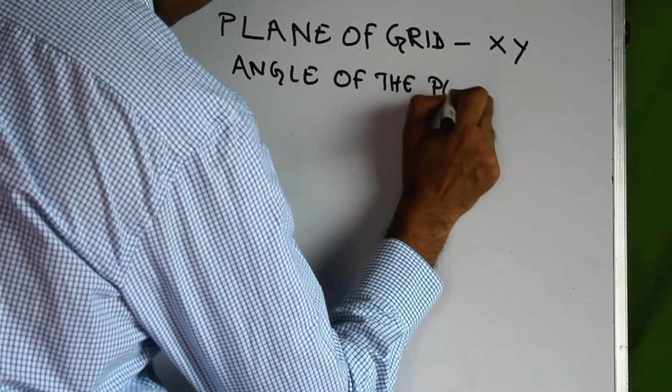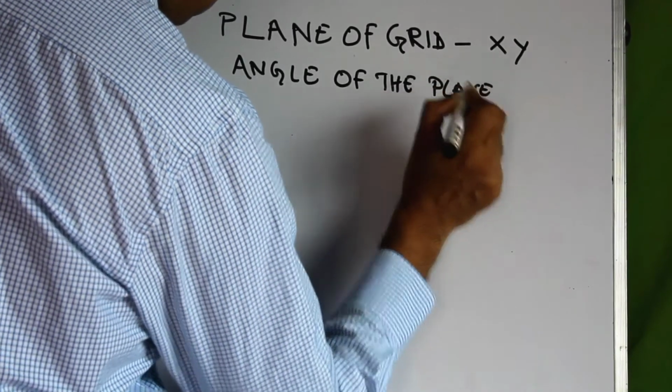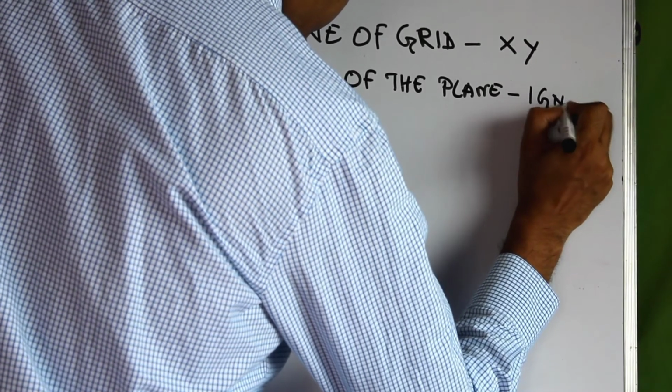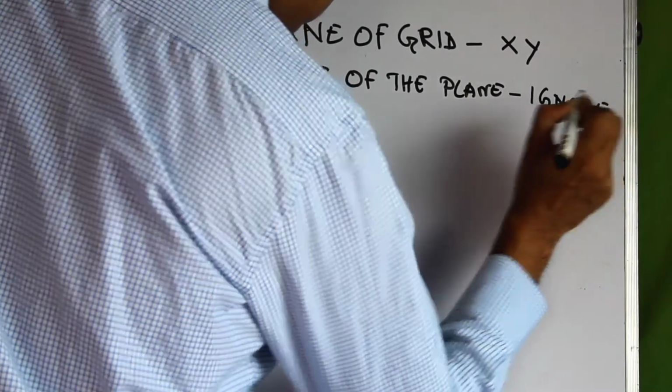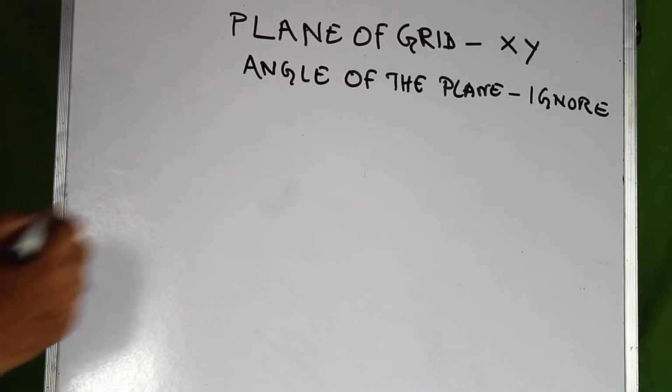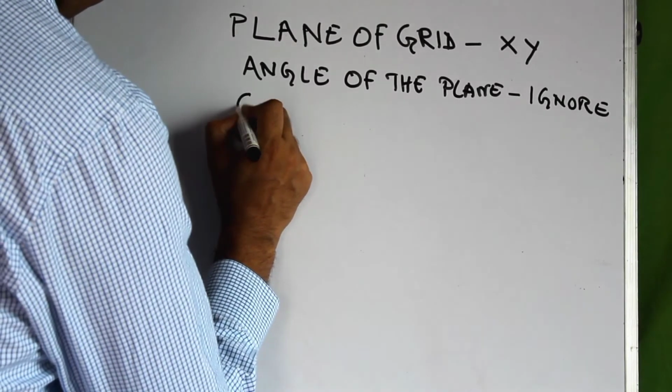But for now, in this course, we would choose to ignore this input. So let us ignore the angle of the plane because we don't need to define the angle of the plane for the structures that we would be modeling in this particular series. The next thing that we need to define is the grid origin.